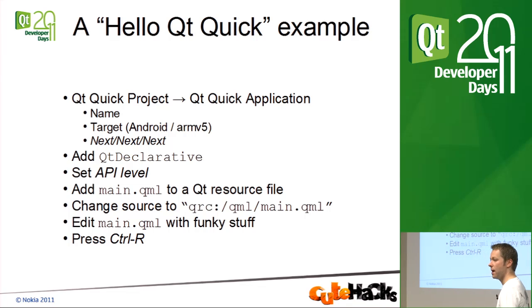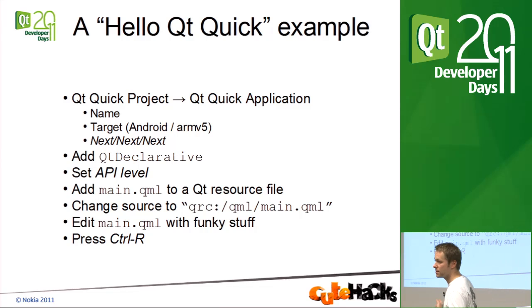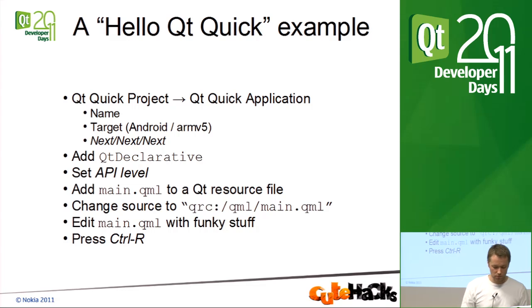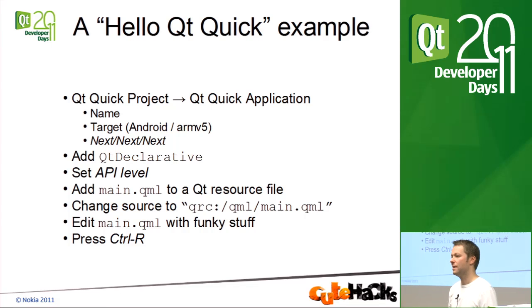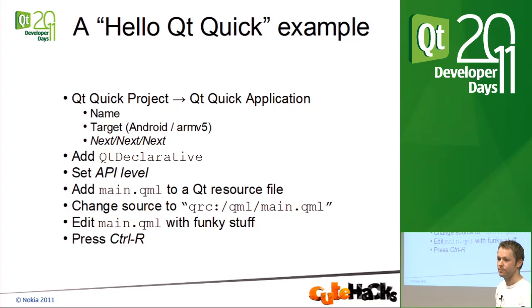Then you need to set the API level. I suggest 7 is fine. Then you get a lot of the phones. And one of the things that I typically tend to do is to fix the deployment issue by simply compiling in the resources in the executable itself.